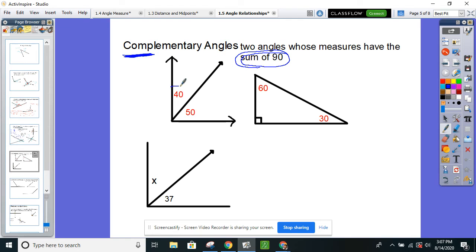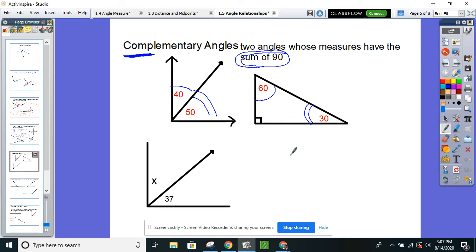So this angle right here and this angle right here are complementary because together they make 90-degree angles. But they don't have to be adjacent like that. We could say this angle right here, 60 and 30, they're complementary angles. Why? Because they equal 90 together. So they don't have to be adjacent angles to be true.